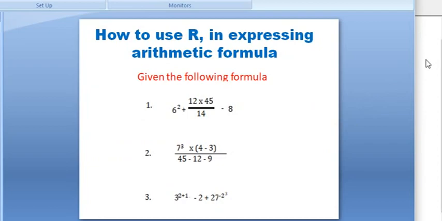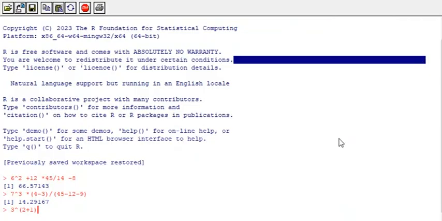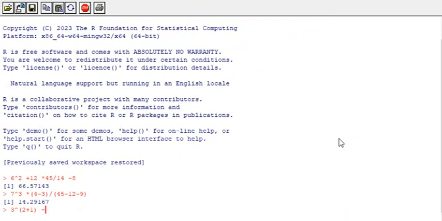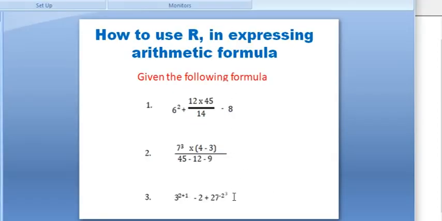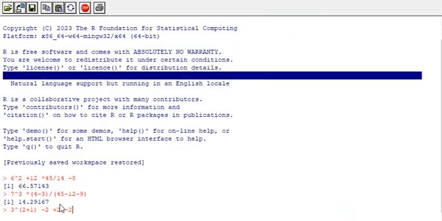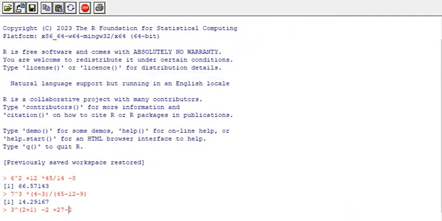Let's move back there again. Minus 2 plus 27 minus 2 raised to power. Let's check the equation very well. We are raising this one to power, so that means I'm going to put this one in brackets.